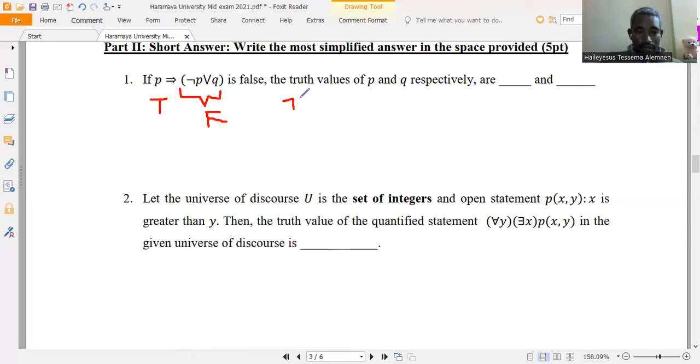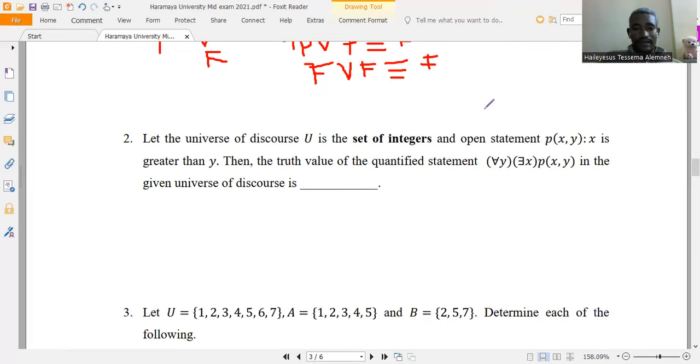Negation of P or Q: negation of P is false because P is true. Both simple prepositions are false, so Q is false. P true and Q false.